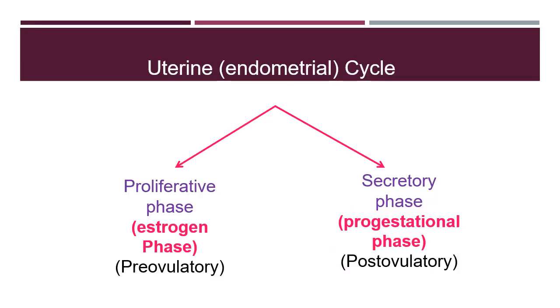In the uterine or endometrial cycle, we will have first the proliferative phase, which is called the estrogen phase. And the second phase is the secretory phase, which is called the progestational phase. The proliferative phase is parallel to the pre-ovulatory phase in the ovarian cycle, while the secretory phase is parallel to the post-ovulatory phase. And in the middle, we have the ovulation event as it occurs in the ovarian cycle.